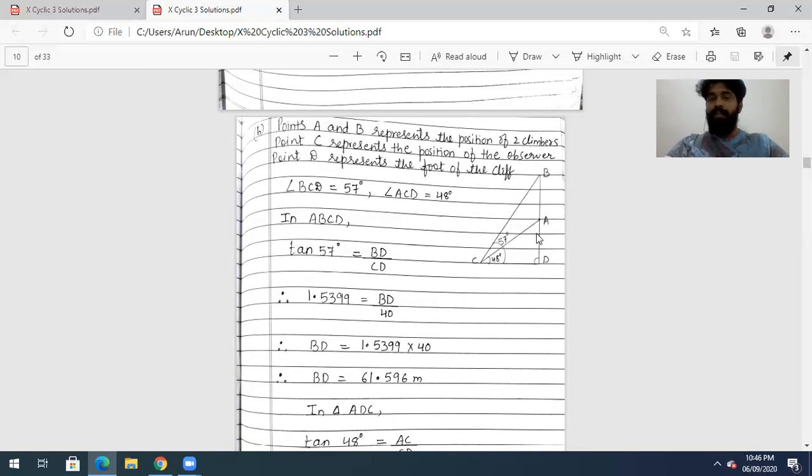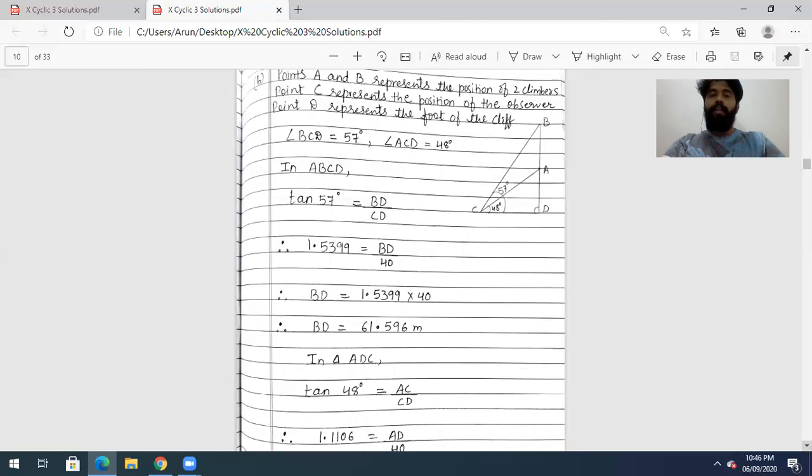So we'll first make the diagram. Points A and B represent the position of two climbers. Point C represents the position of the observer. And point D represents the foot of the cliff. Angle BCD is given to us as 57. Angle ACD is 48. There are two right angle triangles in this.